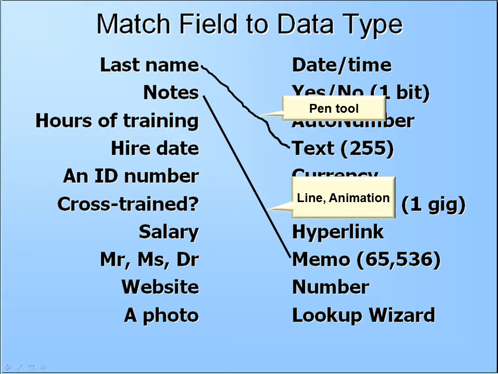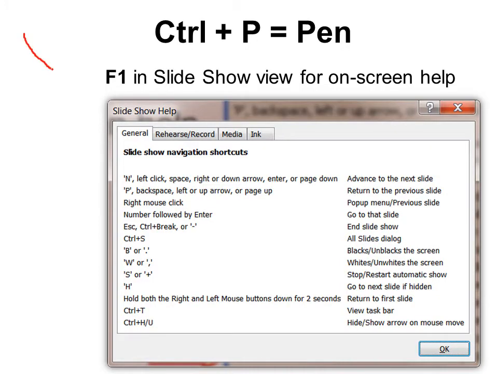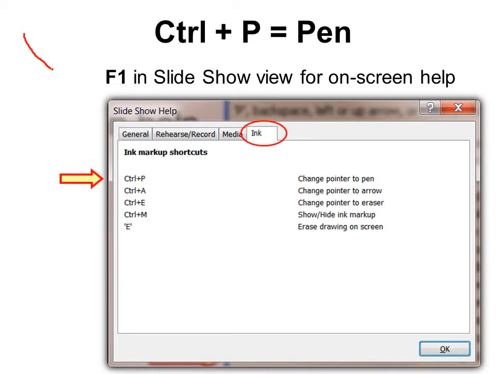In a more formal presentation, that would probably be appropriate. You'll find under Control P, it instantly creates a pen while you're in presentation mode. If you're not familiar with all the shortcuts, hit F1 while you're in slideshow view for on-screen help. You can see all kinds of shortcuts there, like the B or the W to go to a black slide or a white slide. But under the ink, you can see Control P makes an ink annotation, Control A takes it back to the arrow again, and Control E will erase it.